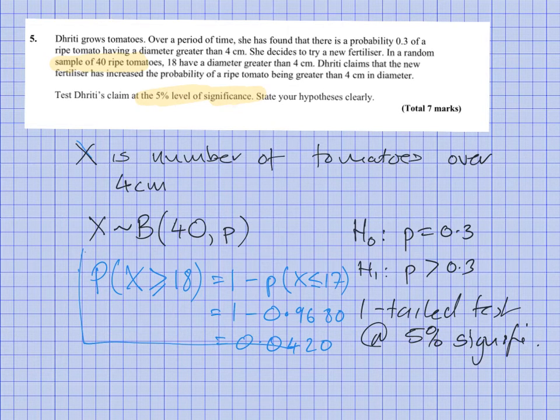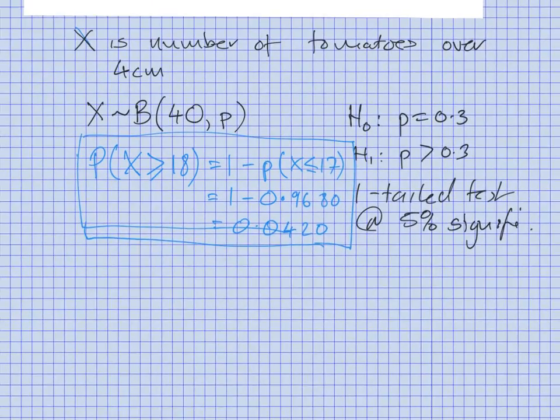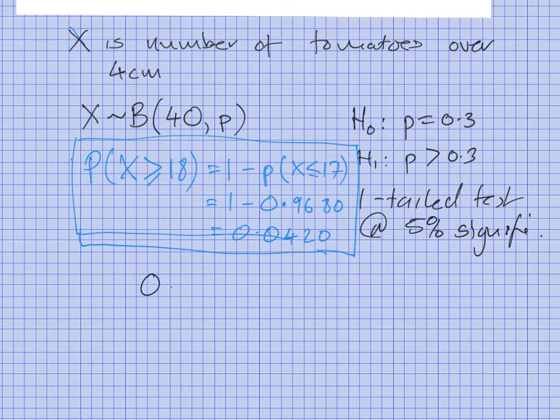Now, that calculation is very important, and despite having drawn through my answer, I promise it is important. What we can do now is compare that to the significance that we were interested in. 0.0420 is less than 0.05. Therefore, there is evidence to reject H0.